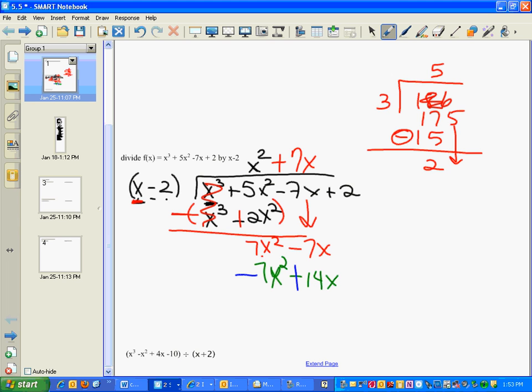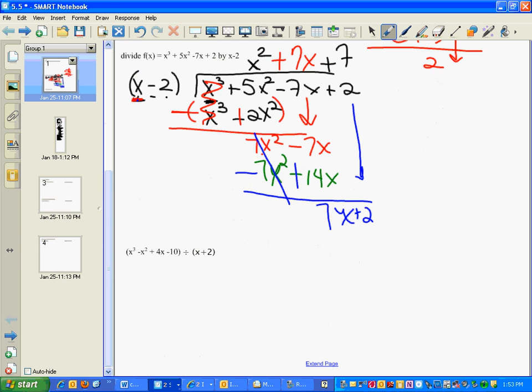Because I'm subtracting. What happens to my first term? As it should. What am I left with? It's just 7x. And what do I do now? Bring down the next term, which is positive 2. Signs are important. Don't drop it. Go through the process again. What do I multiply x by to get rid of 7x? And my answer is 7. So positive 7 means plus 7 goes here.